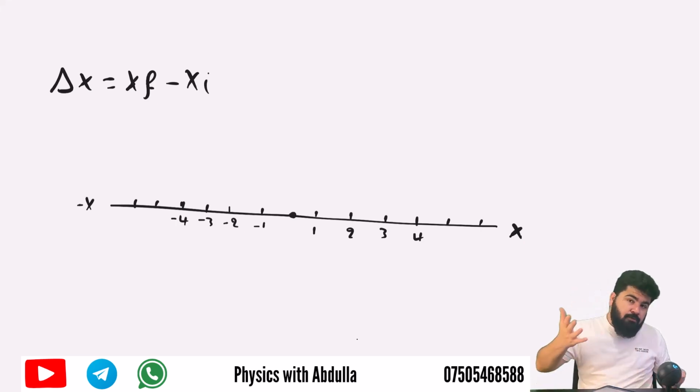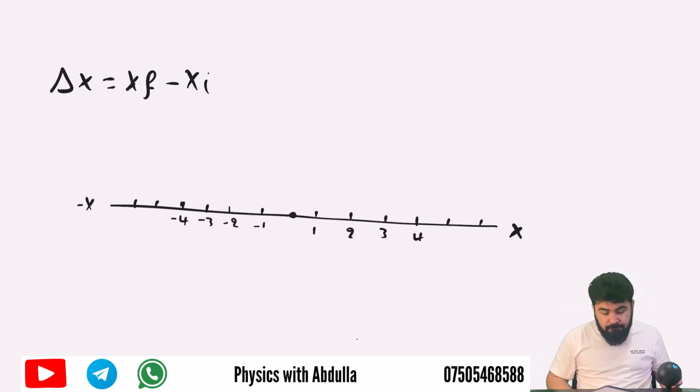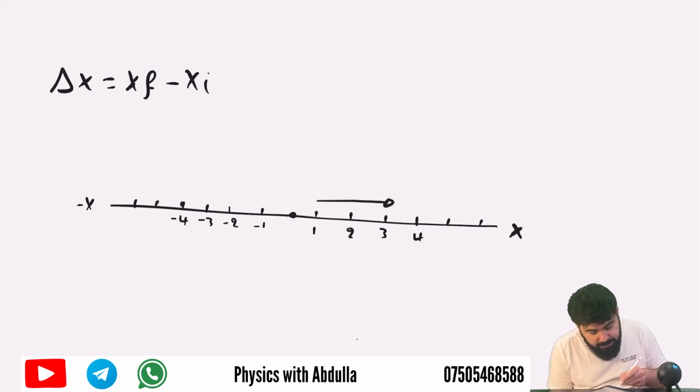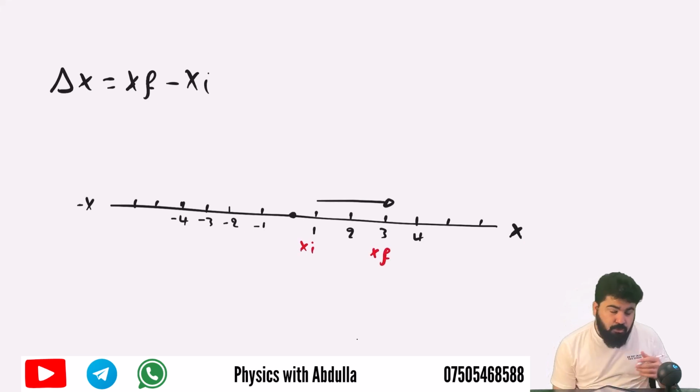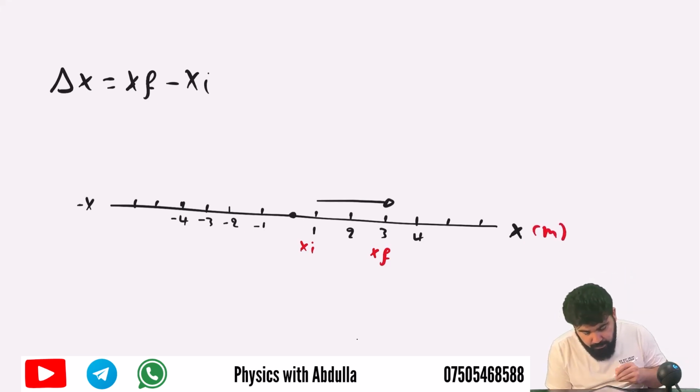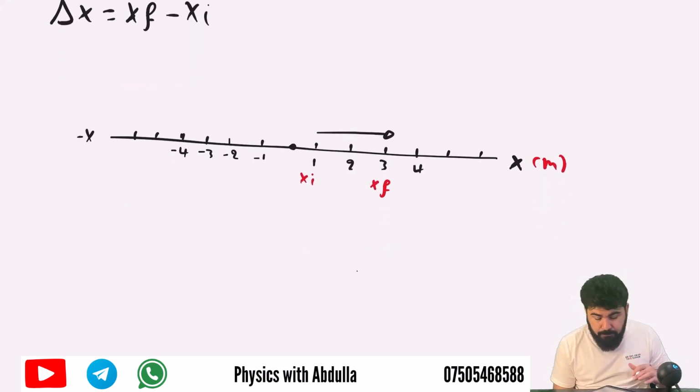Okay, so if we have an object, let's say it goes from 1 to 3. This 1 becomes x initial, this 3 becomes x final. So to calculate, let's say this is in meters, the unit here is meters. Let's say we want to know the displacement that object took.